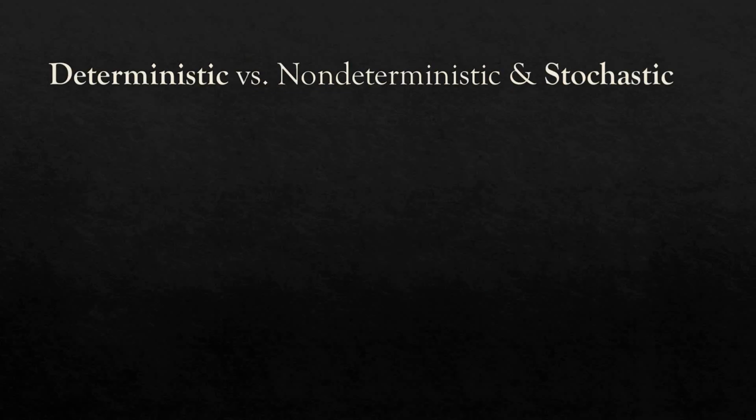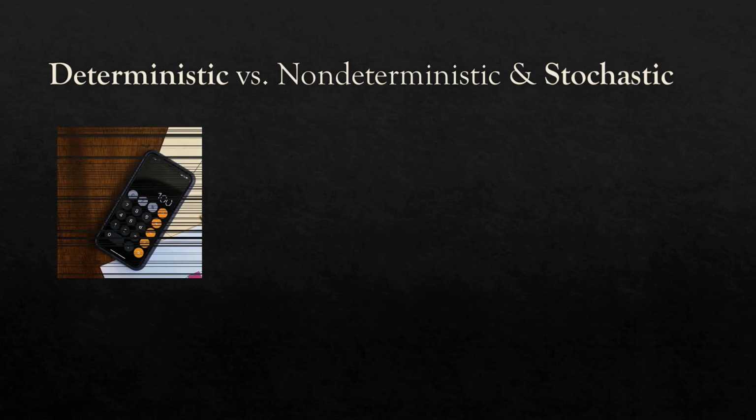So we have deterministic, non-deterministic, and stochastic. In a deterministic environment, the outcome is always the same given the same input and action. There's no uncertainty. An example of this is a calculator: you press 50 plus 50, and it always gives 100, right? There is no uncertainty and no randomness involved. The result is fully determined by the input.